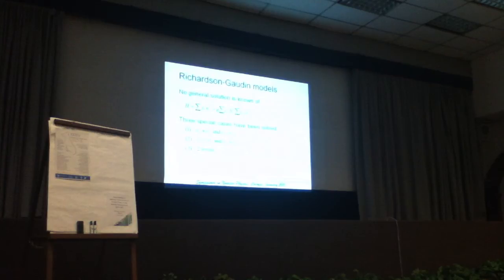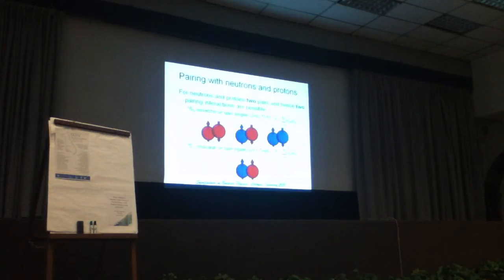The second case, which was rather recent, by Links, and Jerry Terray was also involved in this about 10 years ago, is the other situation where you have different pairing strengths but degenerate orbits. This is also solvable. And then the third case, not so long ago, Dukelsky and Pittel: if you have two levels, you can solve the Hamiltonian completely, analytically.